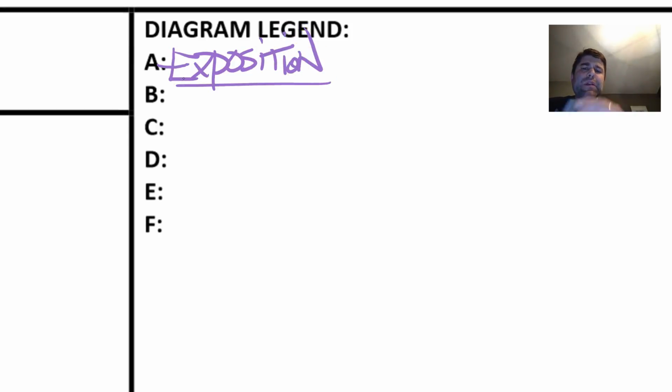Exposition is the point in our story where the reader or the audience is being explained to, right? The root word of exposition is what, everybody? Look at this here. Not exposit. That's not a word. It's actually expose. What does it mean to expose?